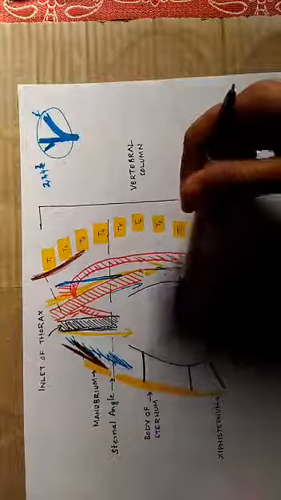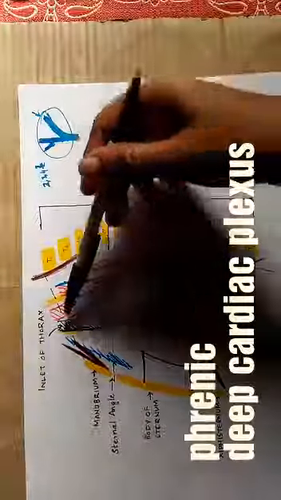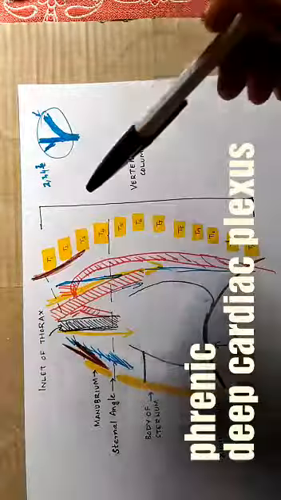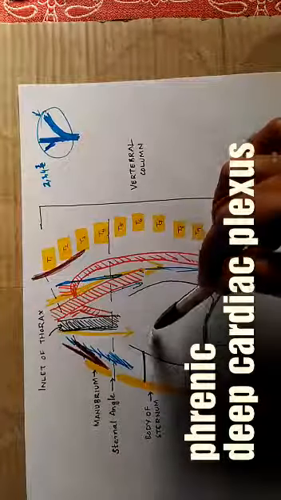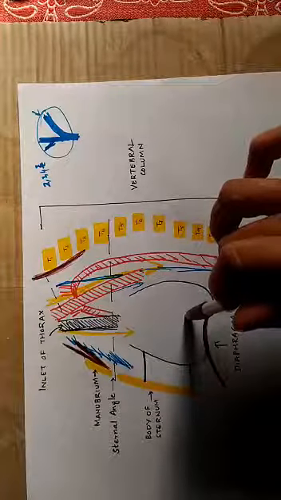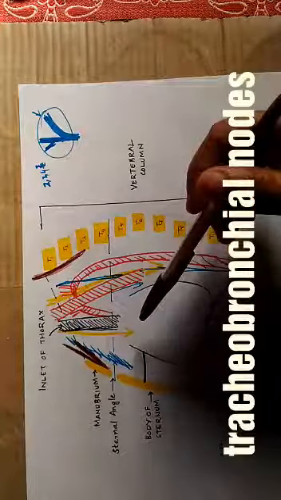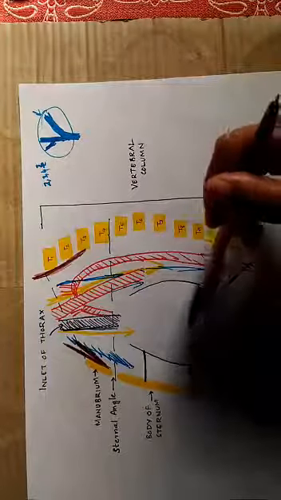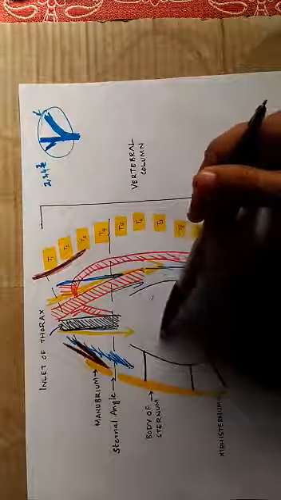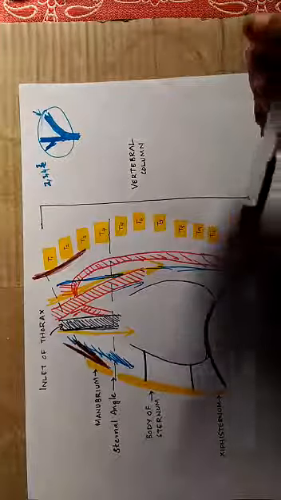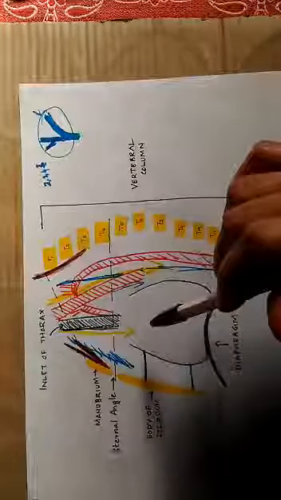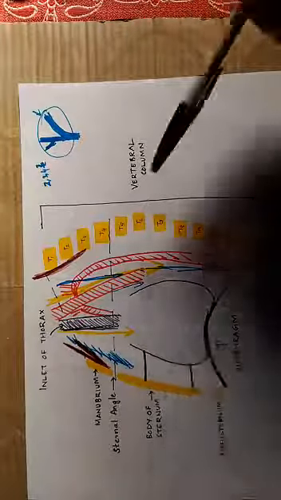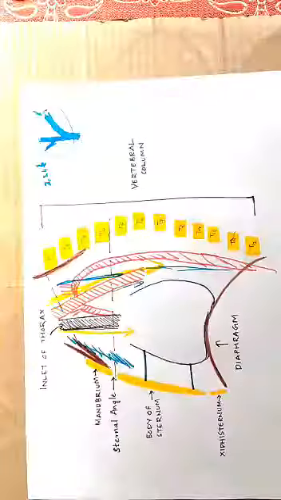The nerves of the middle mediastinum include the phrenic nerve, as I have already said, and the deep cardiac plexus to supply the heart. And the lymph nodes are the tracheobronchial lymph nodes, since the trachea and the two bronchi are seen in the middle mediastinum. So that's all about the middle mediastinum.